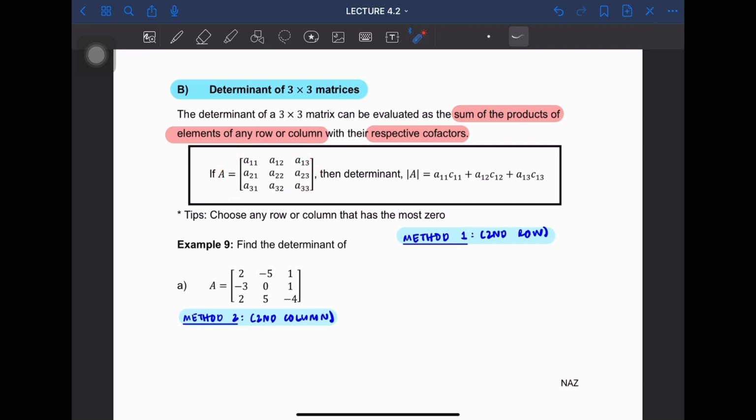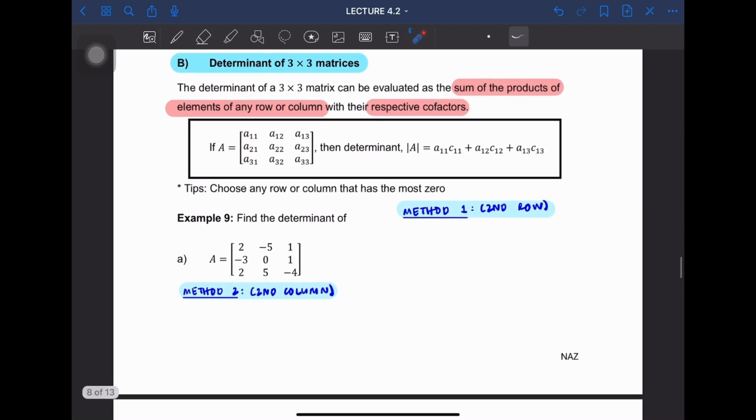So the determinant of this matrix is simply, you can choose any row or any column, and then you need to sum up the elements and their cofactors. For example, in this example, they choose the first row to calculate the determinant. So the formula is each element multiplied with their cofactor, and then you need to add all the products.